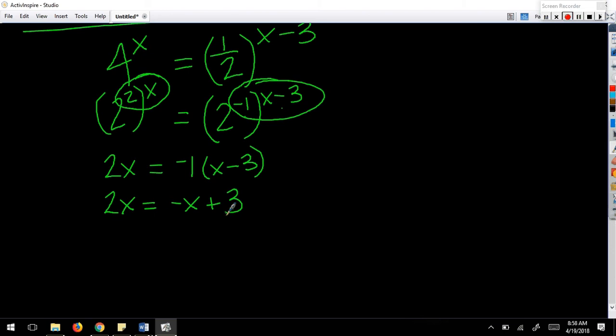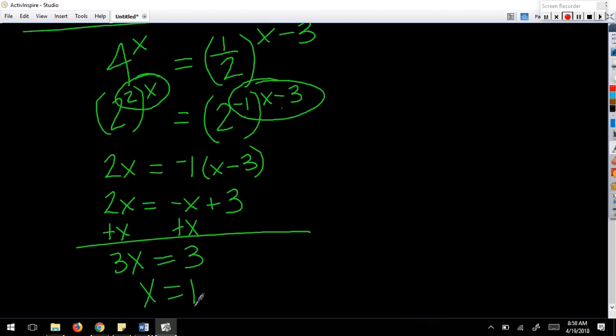Solve it for x. What do you do? I hear subtract. Come on, guys. Add the x. If 3x equals 3, what does x equal? x equals 1. Does that make sense to you?